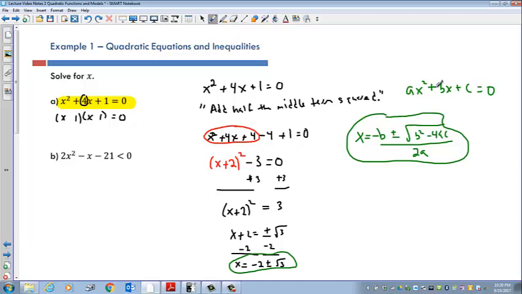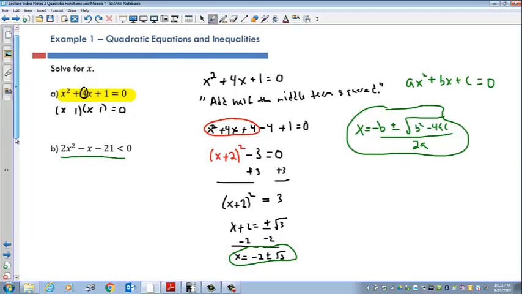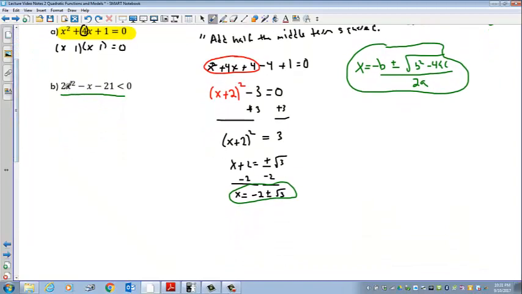Alright, let's talk about how we solve quadratic inequalities, because this is a little bit different. Here's our inequality, 2x squared minus x minus 21 is less than 0. So to solve this inequality, we can't solve directly for x. So the idea is you can actually factor this thing. We can figure out when this thing is equal to 0, and then we'll figure out when this thing is actually positive or negative. So let's factor it.